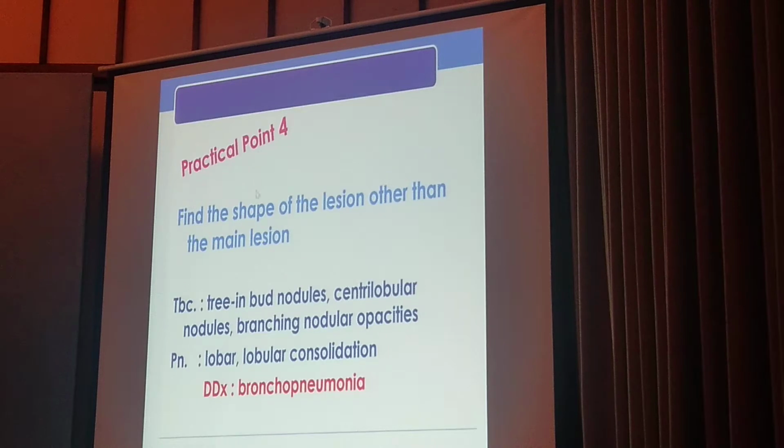Practical point 4: find the shape of lesions other than the main lesion. In tuberculosis, we usually find tree-bud nodules, centrilobular nodules, and branching nodular opacities from bronchial dissemination of tuberculosis. In pneumonia, there is only lobar or lobular consolidation, so differentiation is possible. But in bronchopneumonia, there are also visible tree-bud nodules, so tuberculosis and bronchopneumonia must be differentiated.